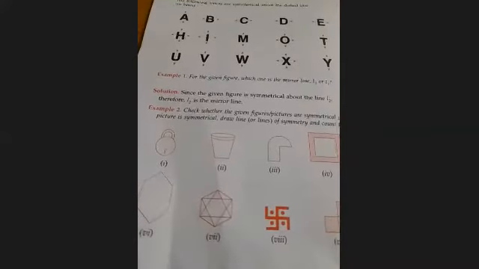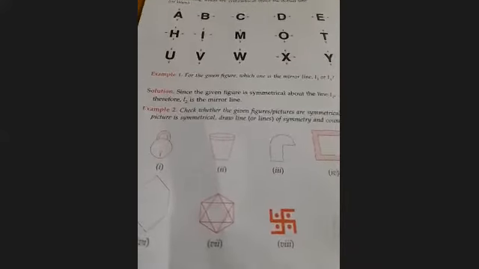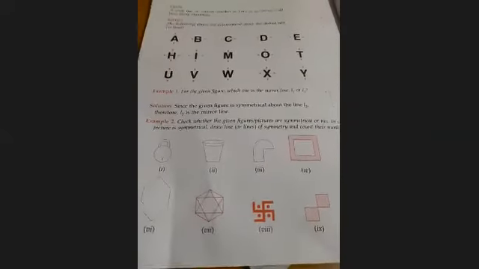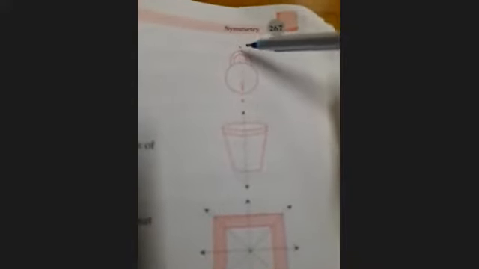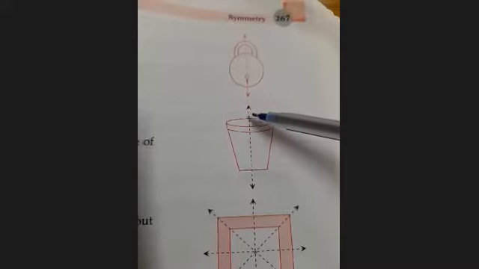Clear, students? Now, a few examples. In the second example, we have 8 figures. Find the line of symmetry of these objects. First is a log, then a bucket. In the first figure, we have one line of symmetry. Second, again, one line of symmetry.